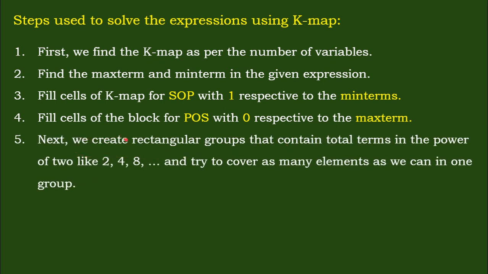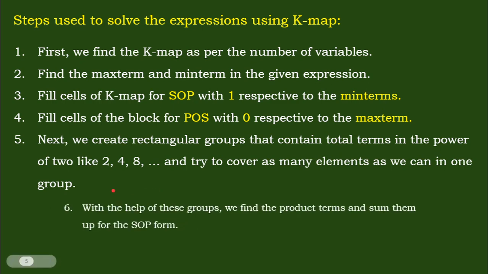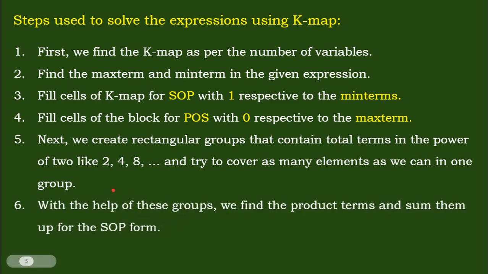Next, we have to create rectangular groups that contain total terms in the power of 2, like 2, 4, 8, and try to cover as many elements as we can in one group. Actually, what it means is we have to connect the adjacent ones available in the map. That is called grouping. So that group may be 2 ones, it may be 4 ones or 8 ones, etc. But those cells should be in continuous locations. They should be in adjacent locations. Then only they can be grouped.